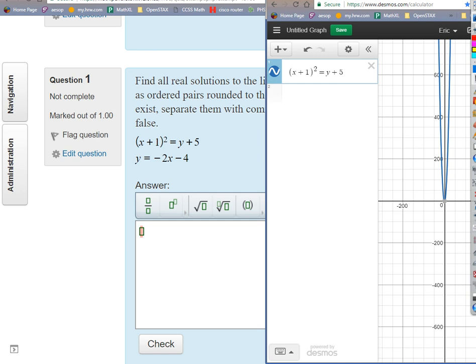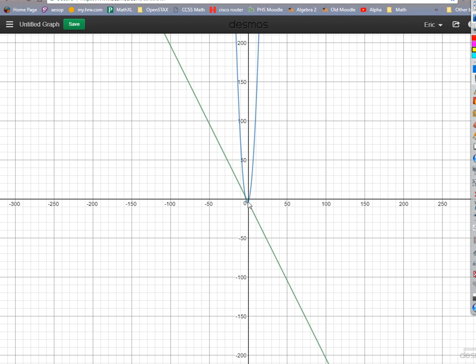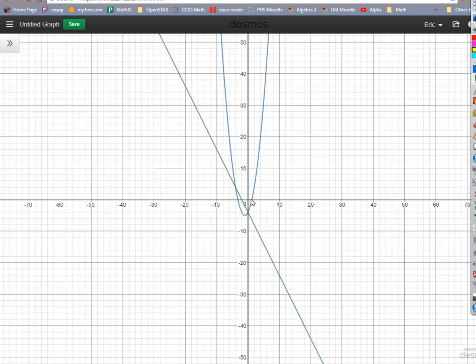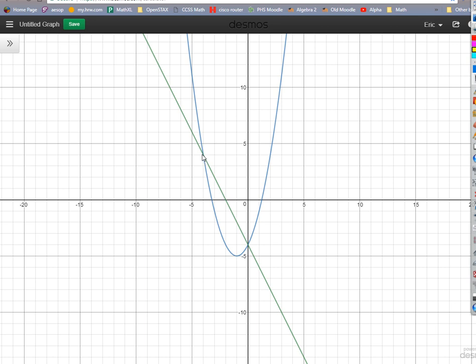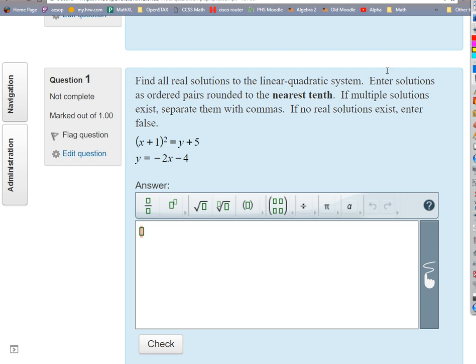So there it graphs the parabola, and we'll make it look better in a second. Then we type y equals negative 2x minus 4, and all we've got to do then is zoom in until we can see where the intersections are, and those are my solutions. We're just rounding to the nearest tenth if they don't end up being integers. Make sense? No biggie. Piece of cake.